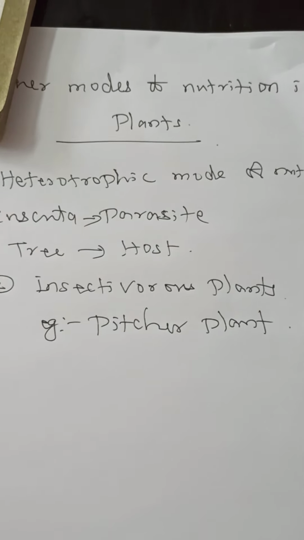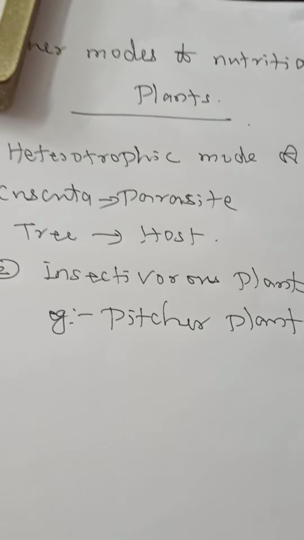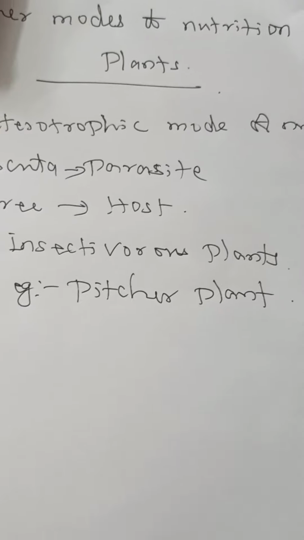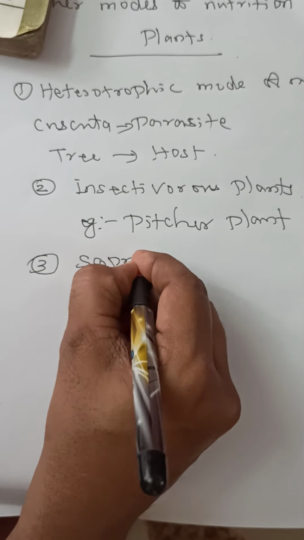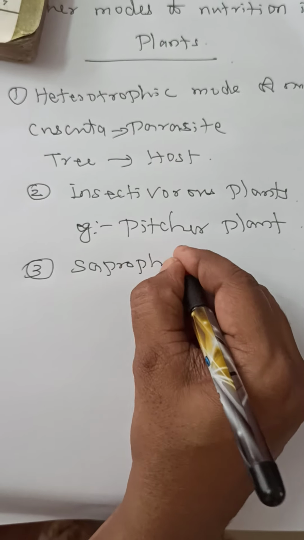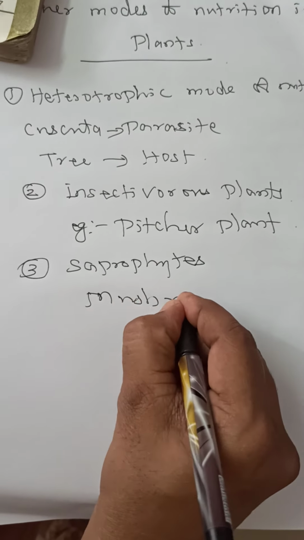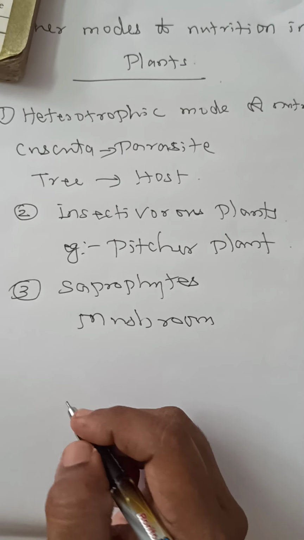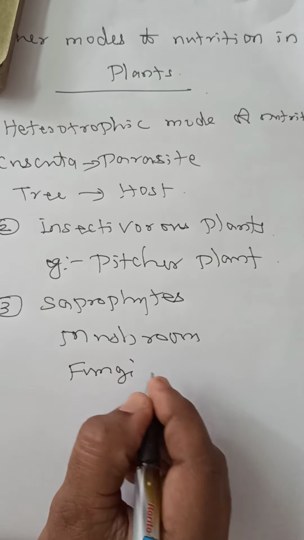You will be able to see some patches on the surface. All these are saprophytes. That is the other mode of nutrition, saprophytes. For example, mushroom, and on the bread or on the school bag or on the clothes you can see some fungi.